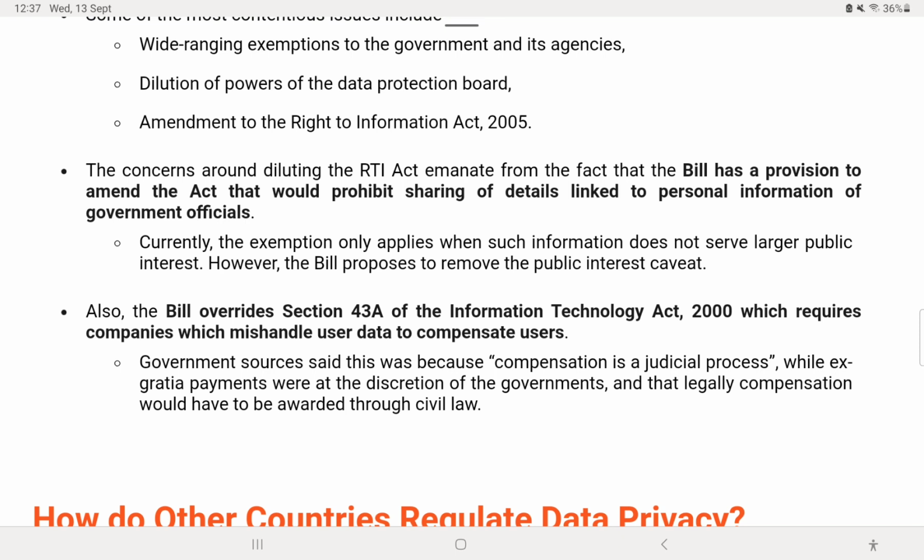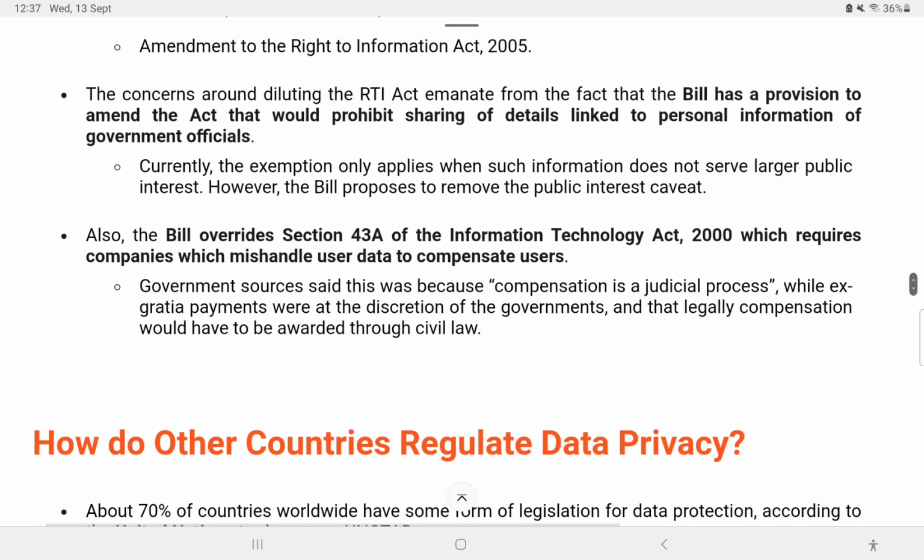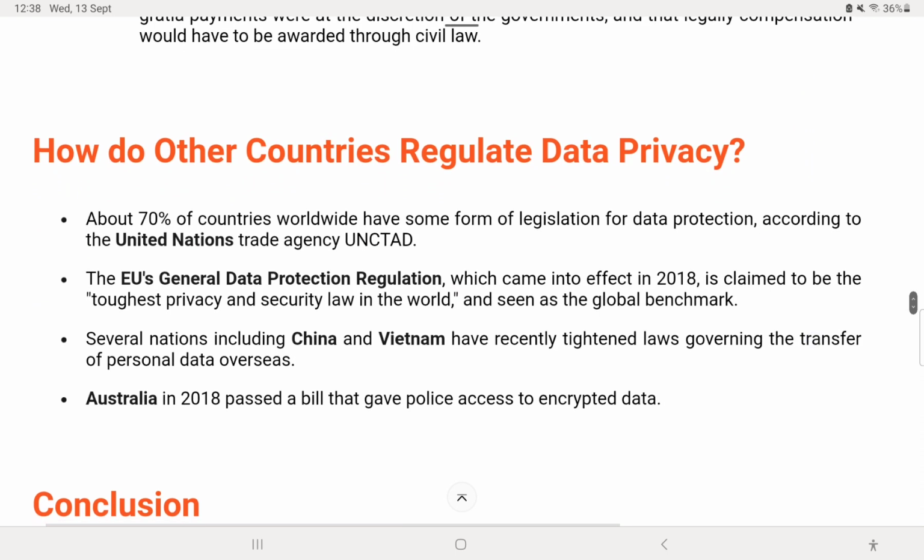Also Section 43 of the IT Act 2000 requires companies which mishandle users' data to compensate users. The compensation provisions given under Section 43 of the IT Act are now not there in this act, because they are saying that awarding compensation is a judiciary matter, not an executive thing, so the judiciary will decide what to do and what not to do. What are the other countries' regulations on data privacy?